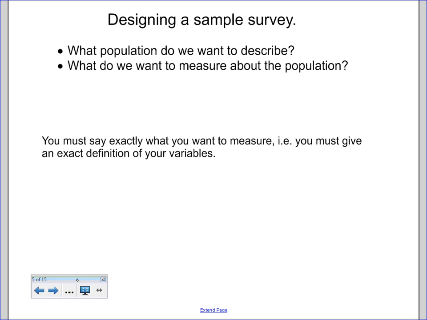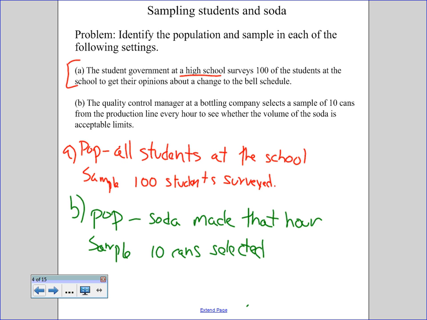So you must say exactly what you want to measure. You must give an exact definition of your variables. We can't just say soda's made. We have to say soda's made that hour. Really, we should say soda's made that hour at the bottling company, not at any other places. So when we define our variables, we need to be absurdly specific. For what you're used to, it's going to feel like you're going above and beyond. And welcome to AP Statistics.